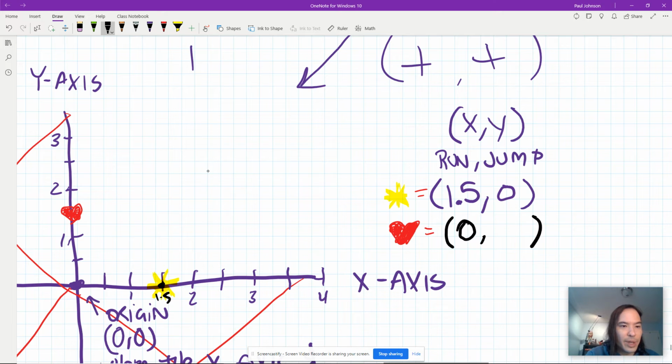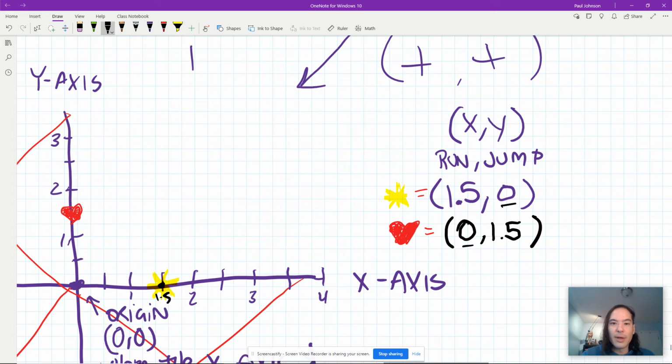They jumped half, 1, 1.5. So this is the opposite. This is x 0, y 1.5, or 1 5/10. So your sun was on 1 5/10 on your x-axis, your heart was on 1 5/10 on your y-axis, and both of them had 0 for the opposite axis. Okay, so the heart is at point 0, 1.5, and the sun is at point 1.5, 0.